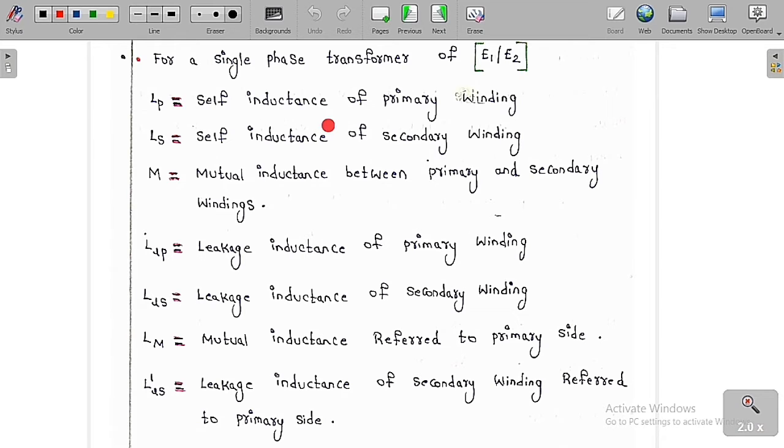LP is the self-inductance of the primary winding, and LS is the self-inductance of the secondary winding, and M is the mutual inductance between the primary and the secondary windings. LLP is the leakage inductance of the primary winding, and LLS is the leakage inductance of the secondary winding. LM is the mutual inductance referred to the primary side, and LLS dash is the leakage inductance of the secondary winding referred to the primary side.